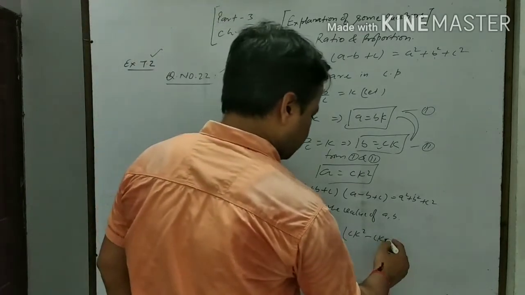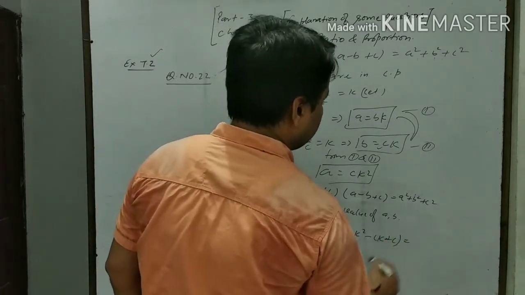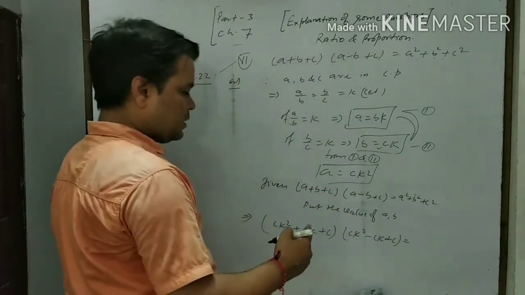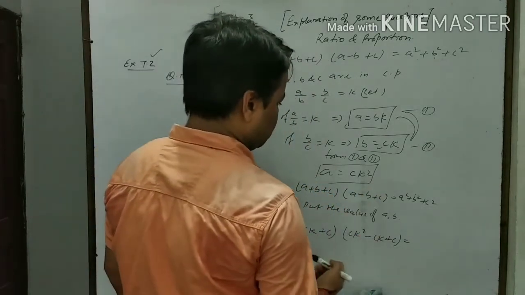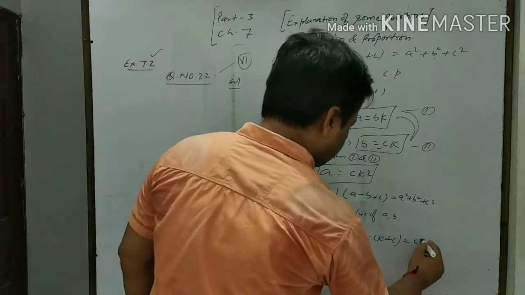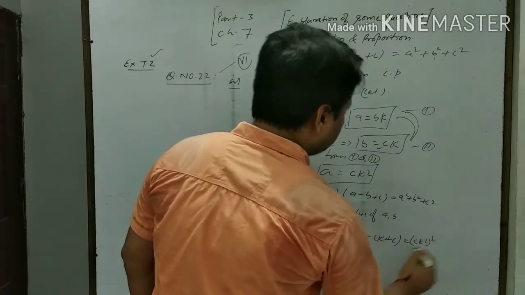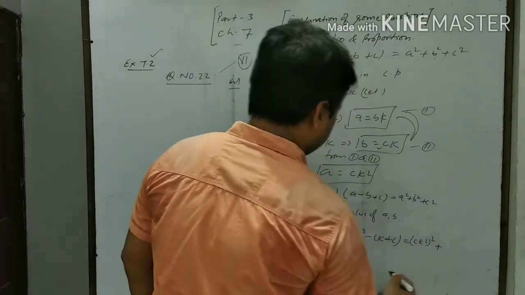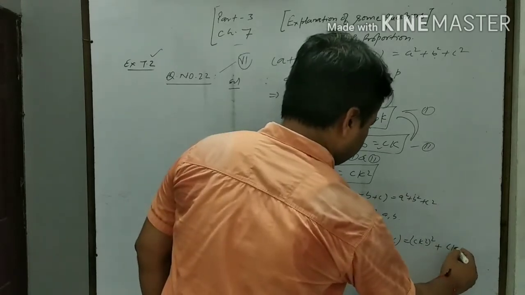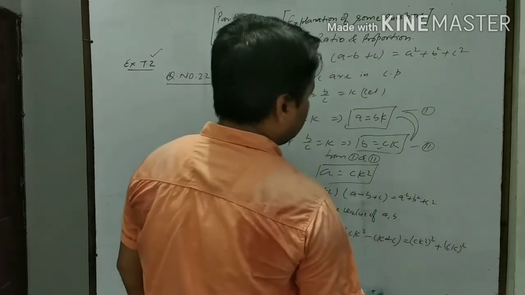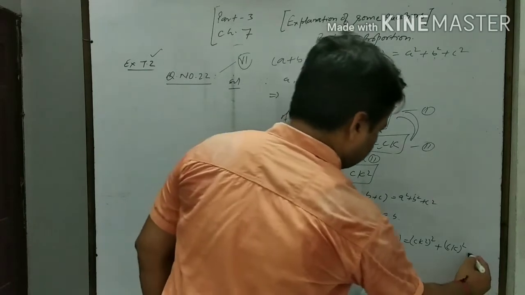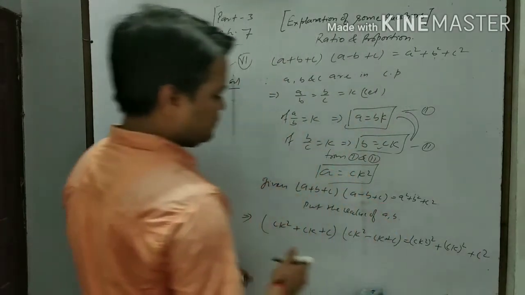Plus C is equal to A square. What is the value of A? CK square whole square, plus B, CK whole square, and C square means simply C square.